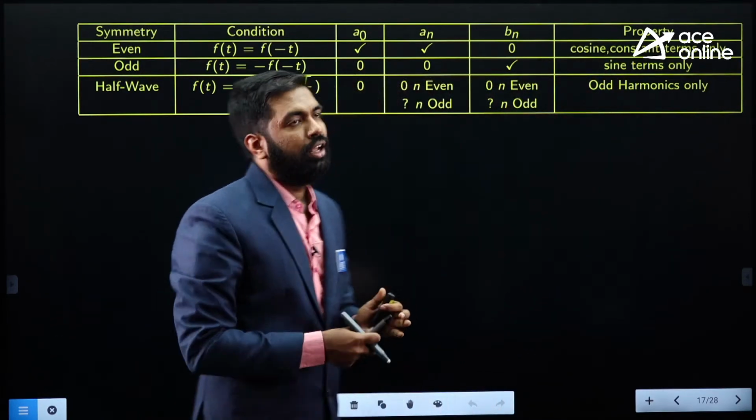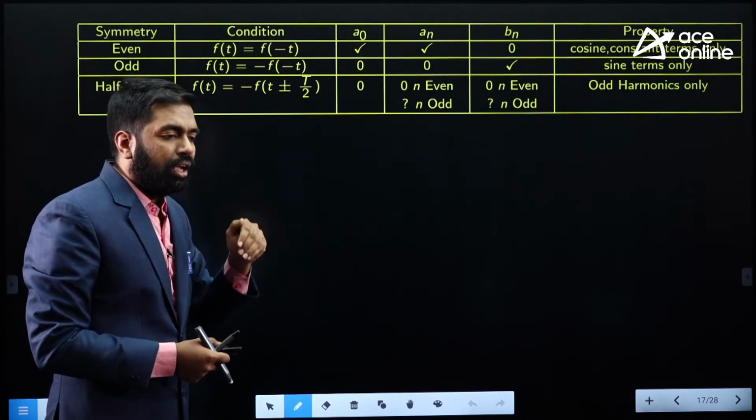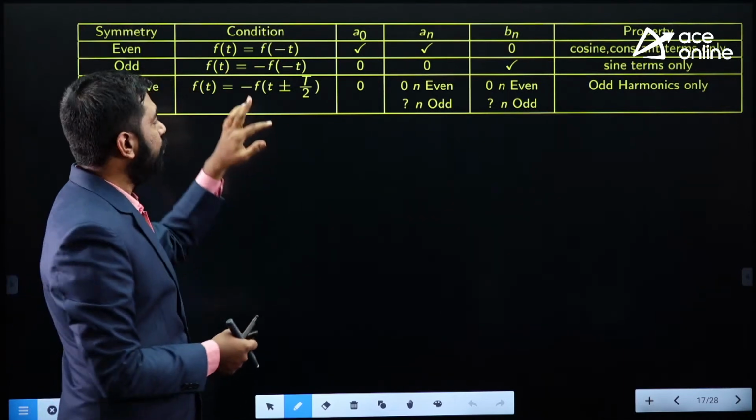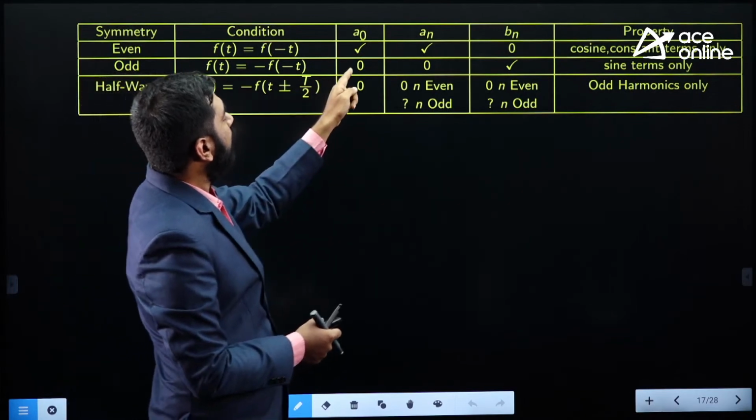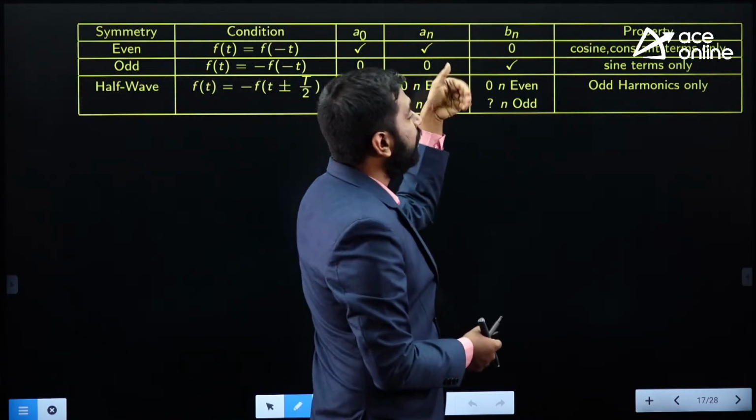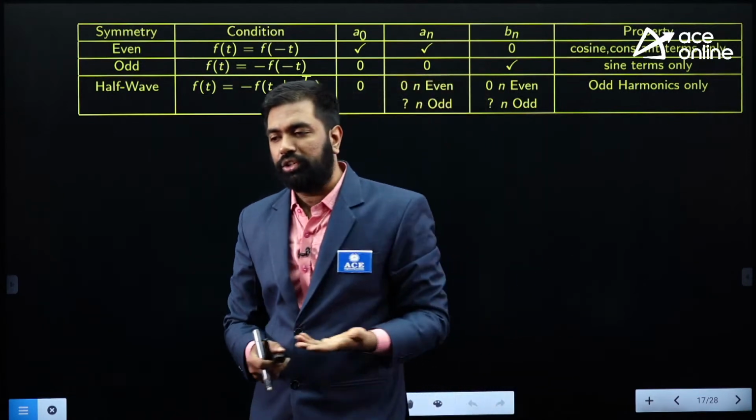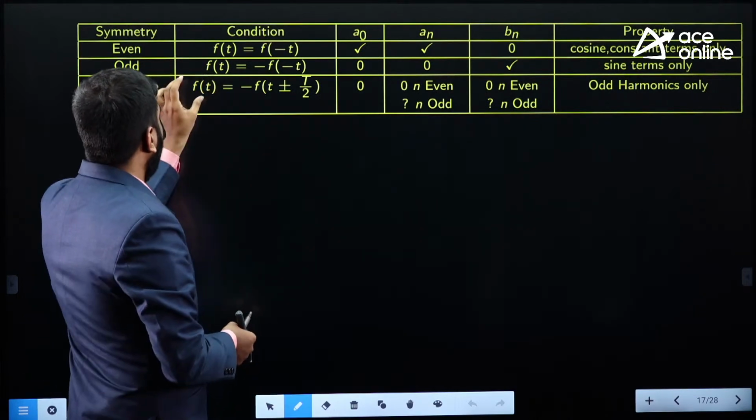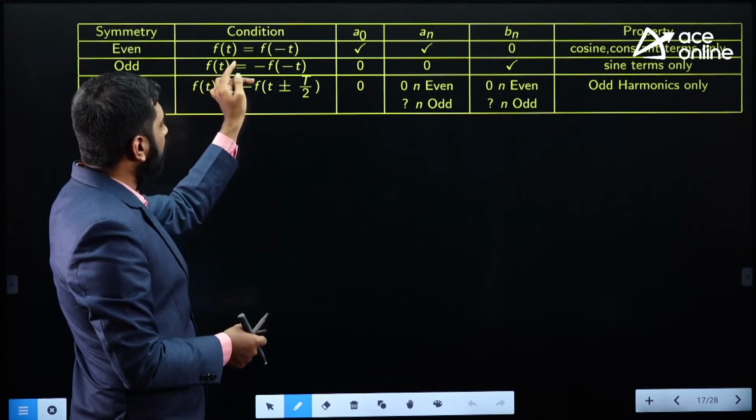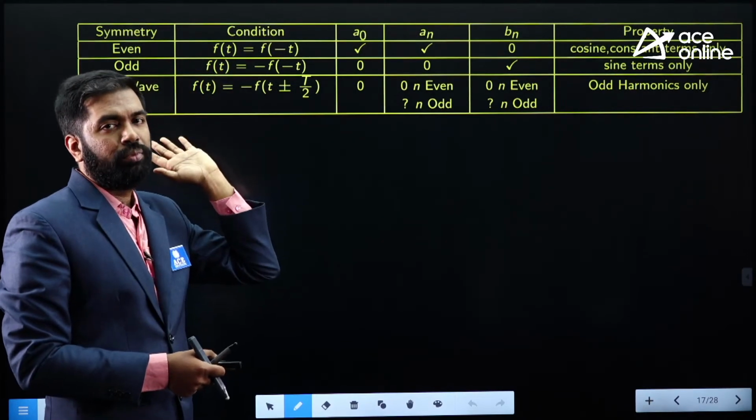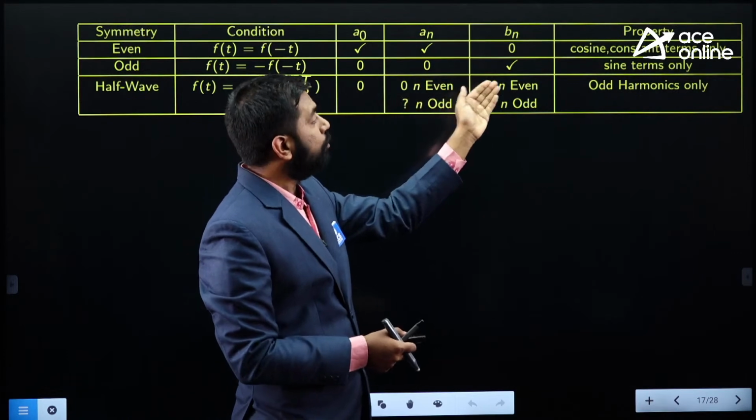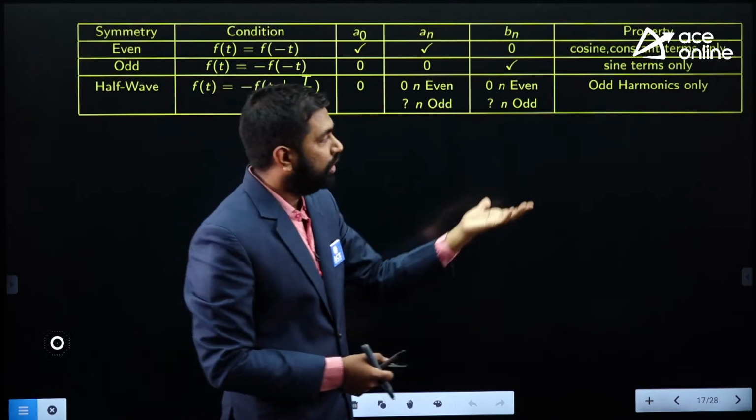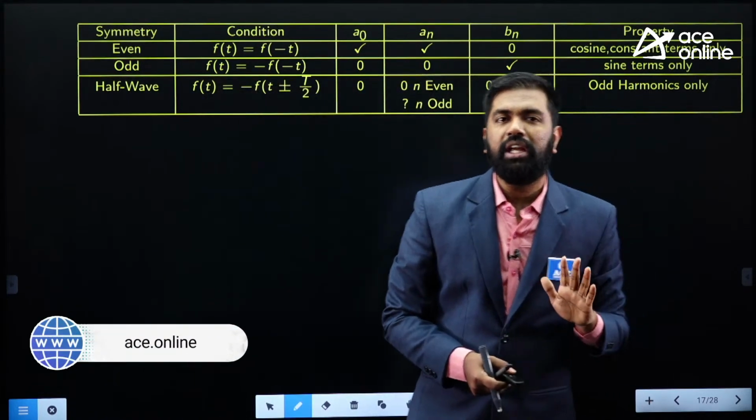Suppose it is odd, right? What's the condition? You can write it like this, or even like this, f of minus t is the same as minus f of t. Both are equivalent, no issues with that. And then a0 is always 0, an is always 0, you need to find bn, and in its Fourier series representation, you have only sine terms. Now what's the condition for half wave symmetry? The condition is that f of t is equal to minus f of t plus or minus t by 2. a0 is 0, an is also 0 for even harmonics, bn is also 0 for even harmonics, so you need to find an and bn for odd harmonics. So that's what is highlighted here. So only odd harmonics are present.